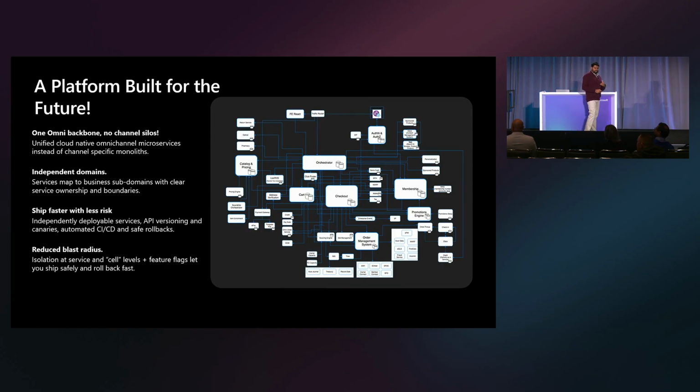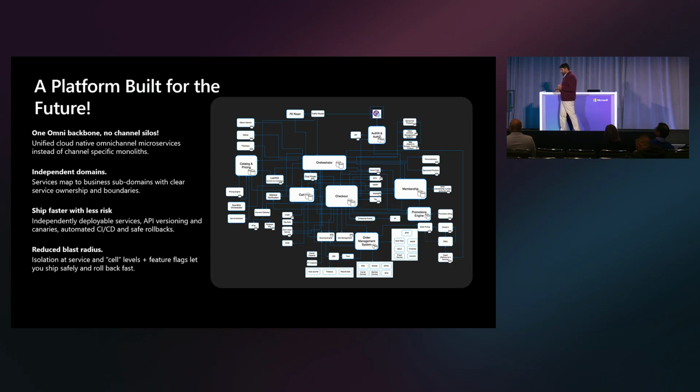This is the transformed state. We have one omni backbone, no channel silos. That means we broke that monolith apart into cloud-native omni-channel microservices. So now we have independent services that can scale and have their own resources with clear boundaries. We can ship faster with very little risk. And also, the blast radius is reduced to services.